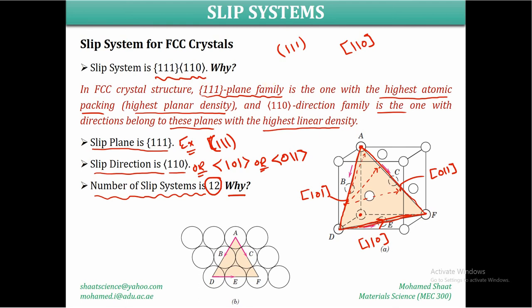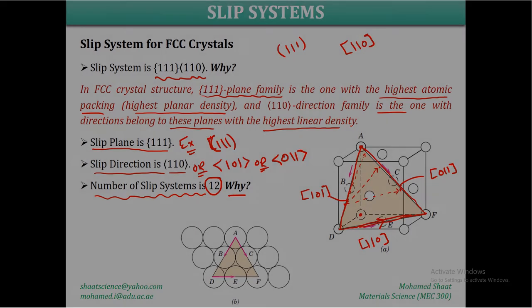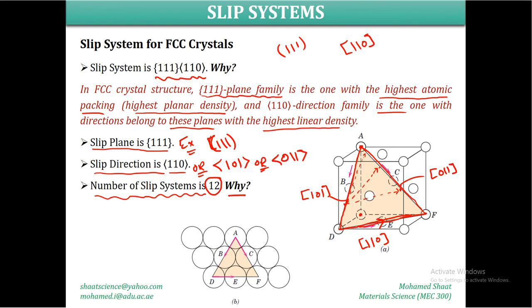Why? This requires that you investigate how many planes belong to this family and how many directions belong to this family. If you did the multiplication, you're going to end up with 12 options, and this is what we are going to explain. Make sense? So the number of slip systems is 12 in the FCC crystal. Why? Because this depends on the number of planes that belong to this family of crystallographic planes. In addition, it depends on the number of directions that belong to this family of directions.